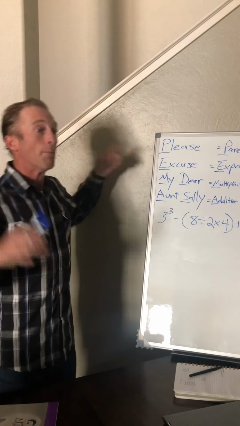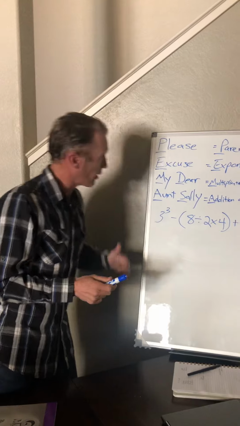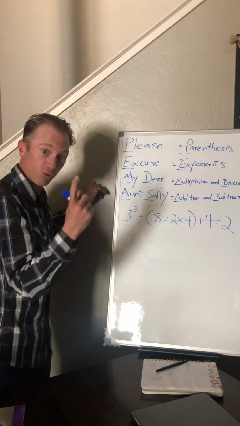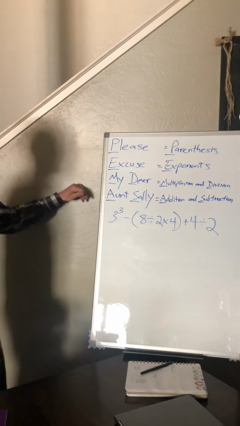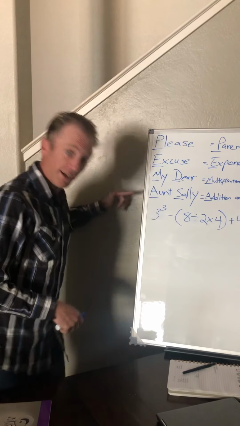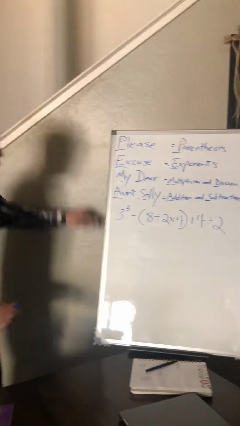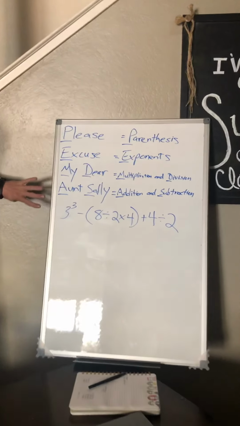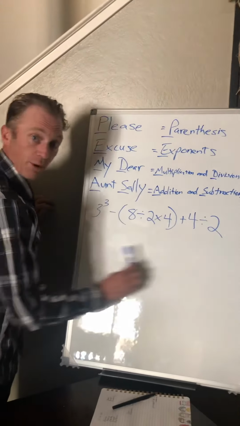Please Excuse My Dear Aunt Sally. We're going to bring the My Dear together, so it's almost one word, and the Aunt Sally together. So repeat after me. Please Excuse My Dear Aunt Sally. So it's only 4 parts, not 6. So we're going to do a problem really quickly here together.